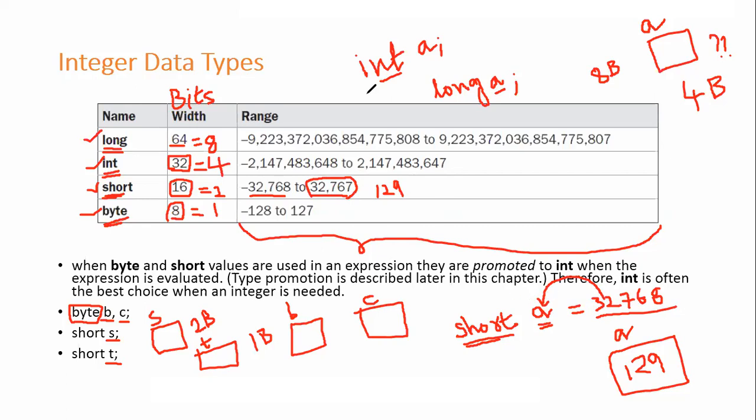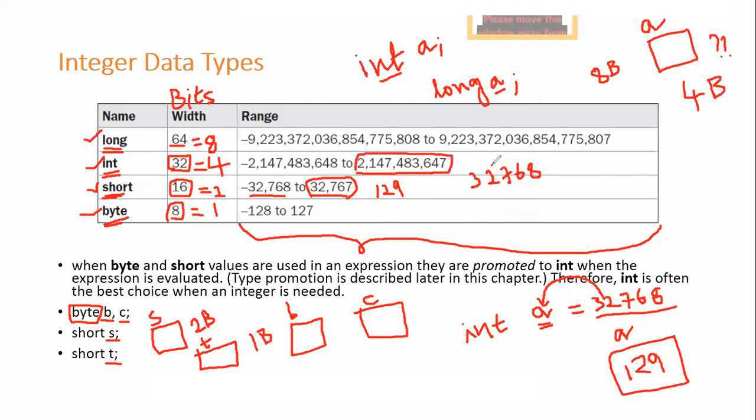Since it is out of this range, I can't store 32768 in variable a. So in order to store it, what should I do? I have to change my data type. I need to change from short to int. Now int a. The value I want to store is 32768. You see that this 32768 falls in the range of int. The maximum value int can store is much larger, and this value falls in this range. Therefore, I can pick the data type int.